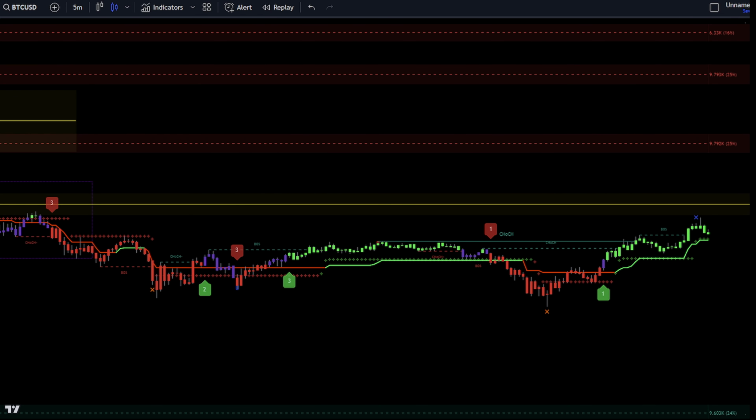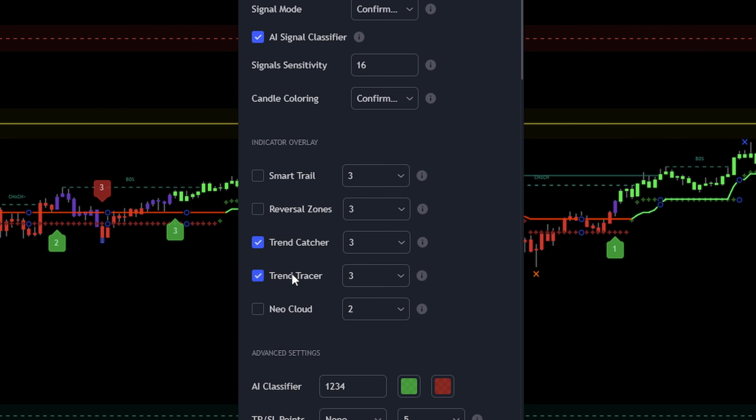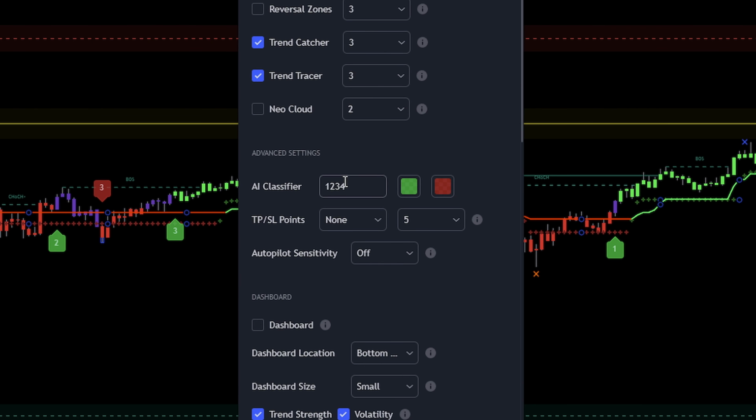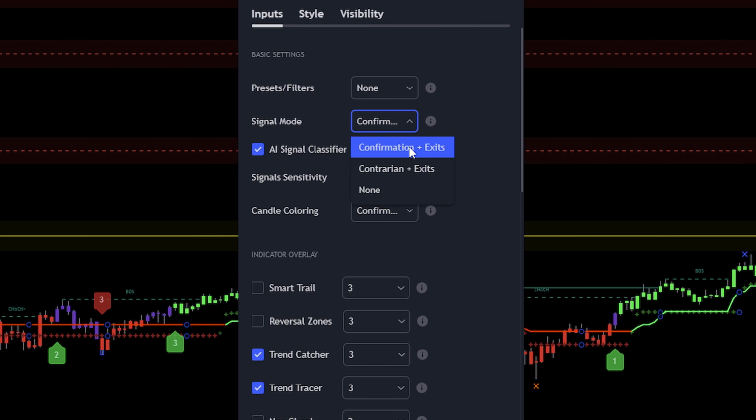First up, let's open the signals and overlay settings. Here, the AI signal classifier is enabled, sensitivity set to 16, and both the trend catcher and trend tracer are activated. The AI classifier is set to 1 to 4. The approach zeroes in on confirmation and exits for signal mode, covering all the bases needed.